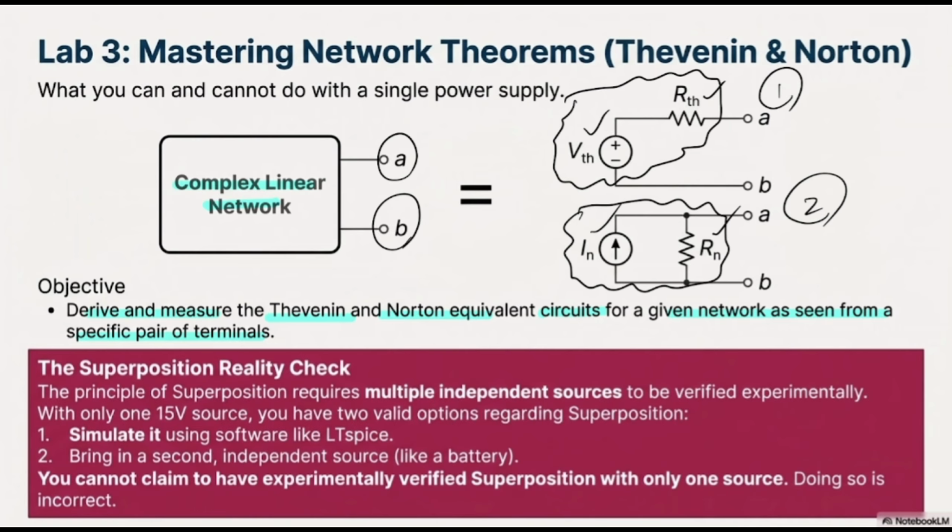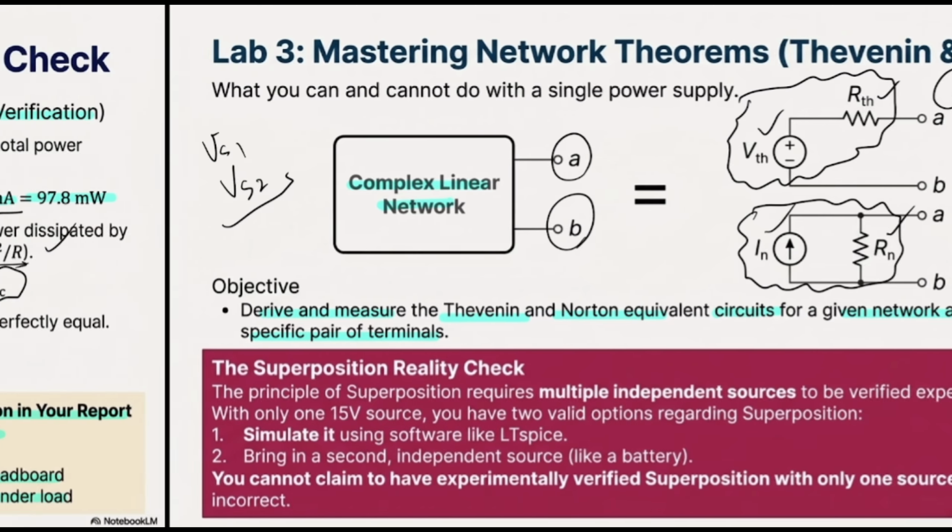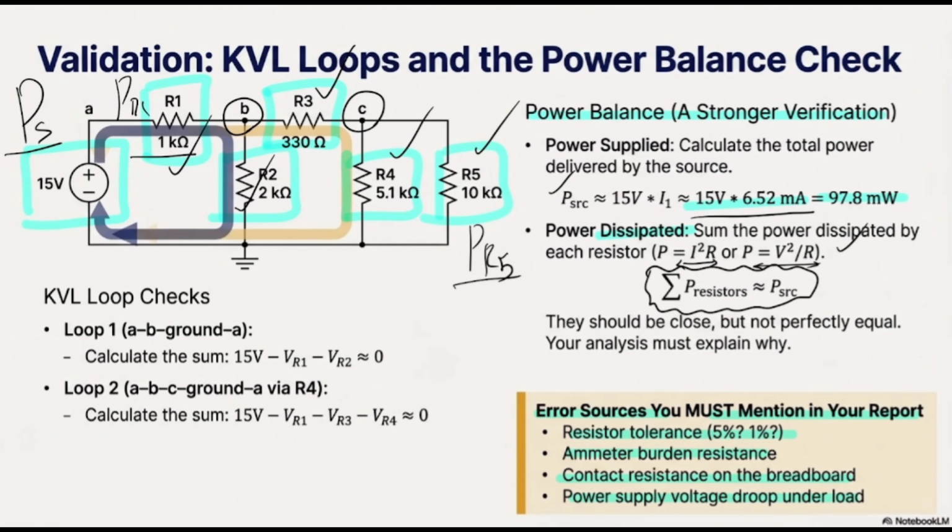The second part would be about the superposition reality check. You don't have to read all of that; I'm going to talk about it. What was the superposition? If you remember, the superposition works when I have more than one source, for example VS1 and VS2. At some point, when you have more than one source, it's a little bit complicated to do all of the calculation together at the same time. For instance, imagine that instead of R5, I have another source, V2. It would be complicated to talk about all of that.